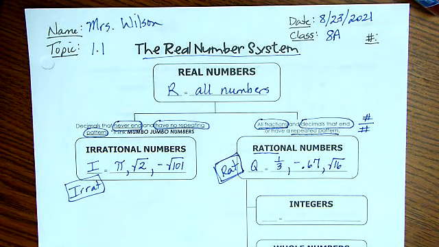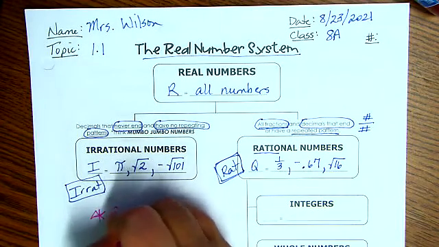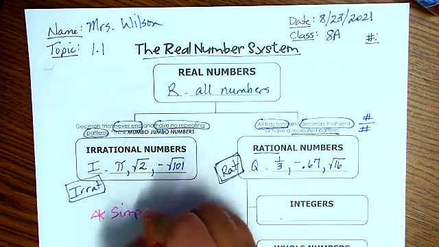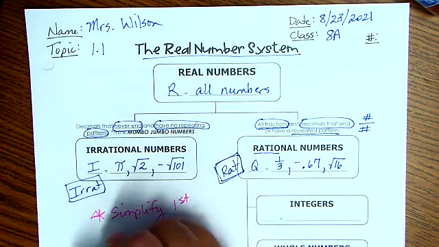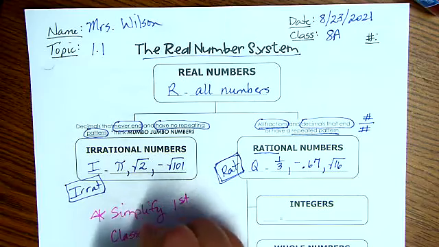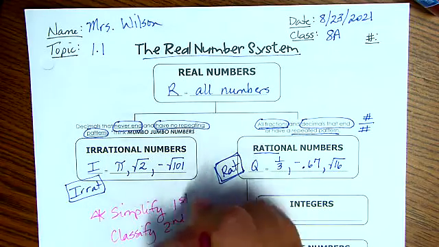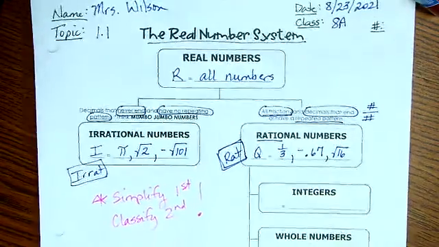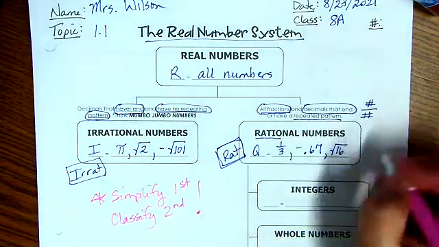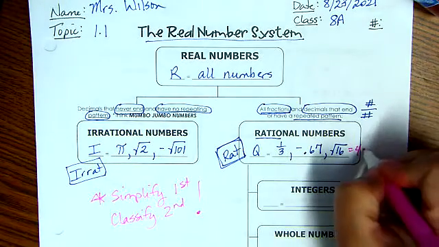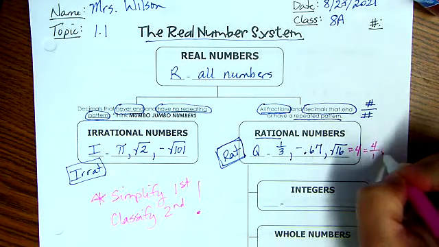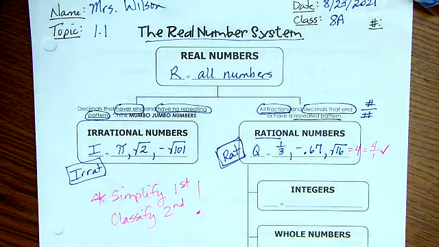The reason the square root of 16 is rational is you always simplify. This is where we're going to add a little note here. You need to simplify first. Classify second. You simplify first, then you classify. So for here, the square root of 16 is equal to 4, which can be written as 4 over 1. So therefore, it is a rational number.